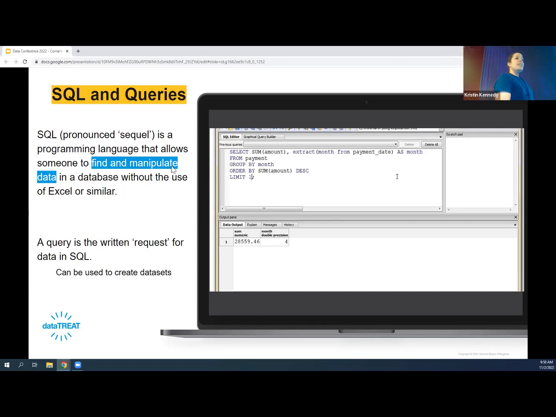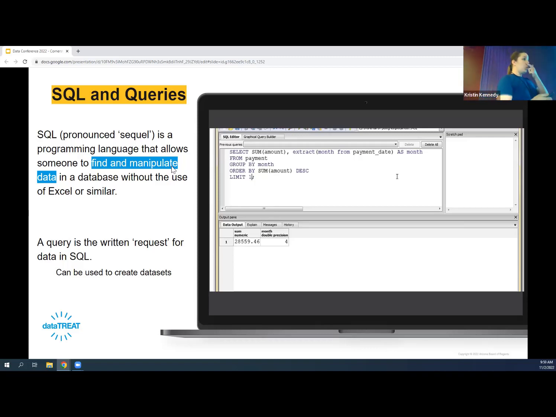The query is the written request. A query, right? A question. It's the written request that somebody makes with SQL to ask for that data. This is a very short query in the picture. They're summing the amount and pulling data out. They're giving it an alias, or a name. They're grouping it and they're ordering it.